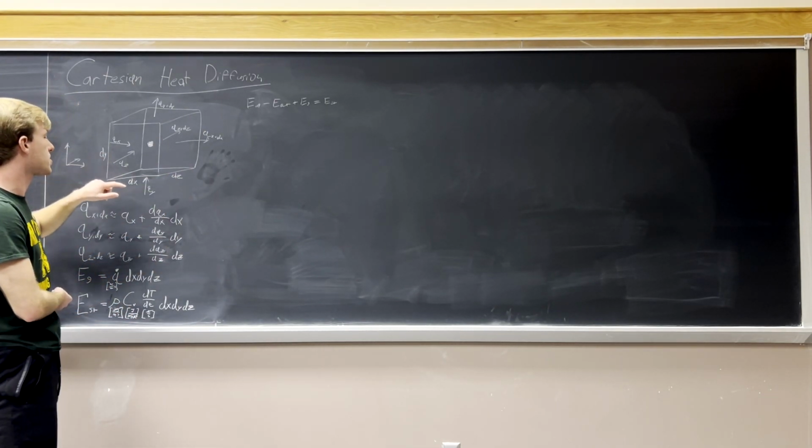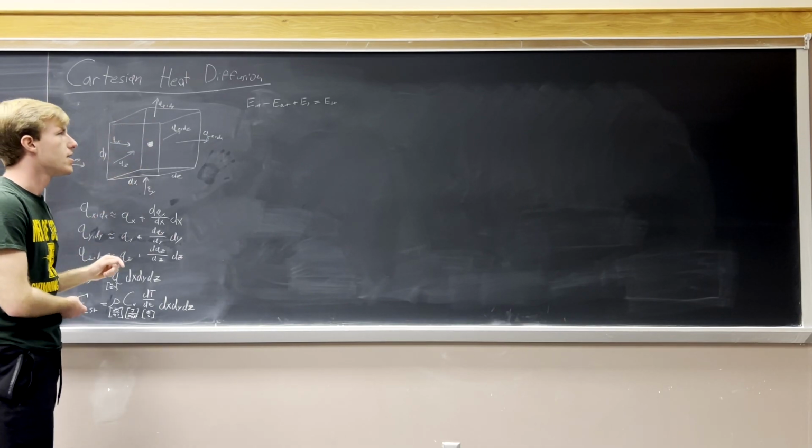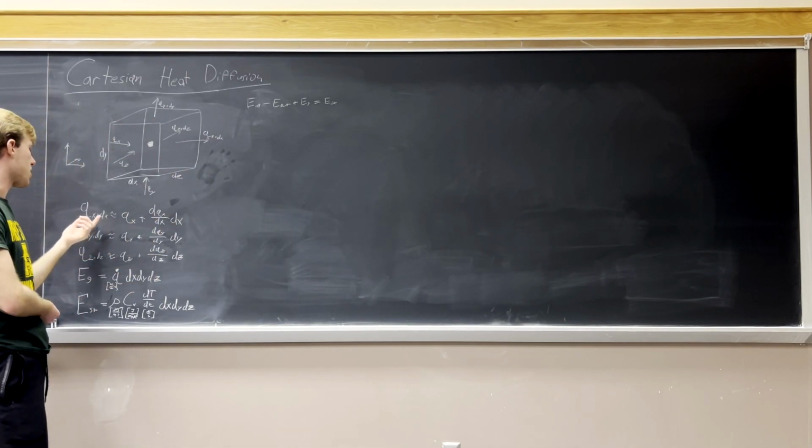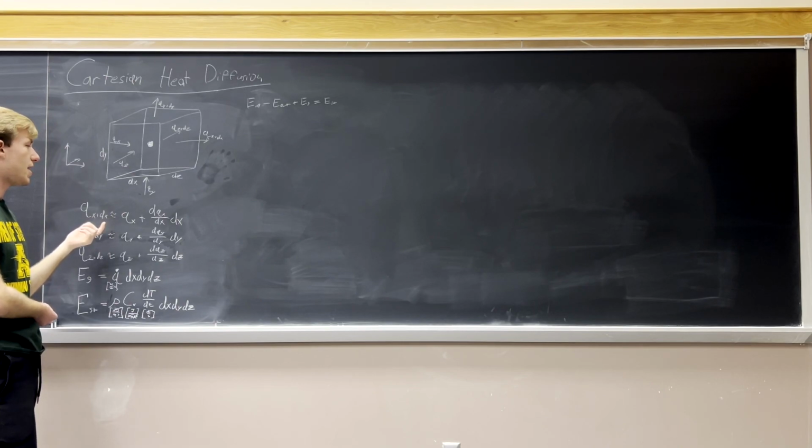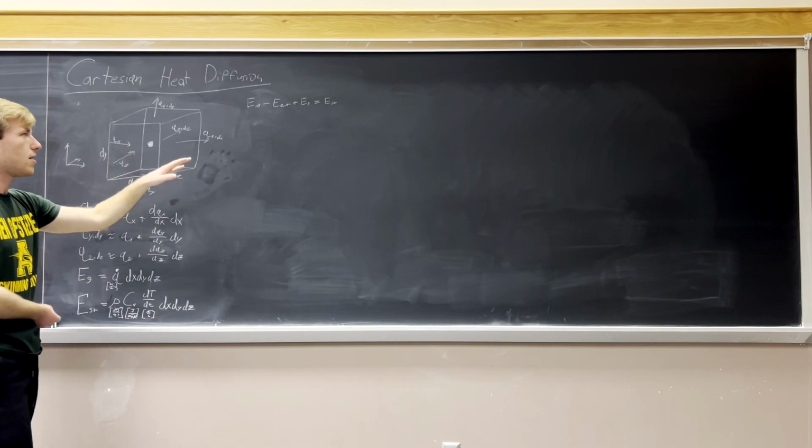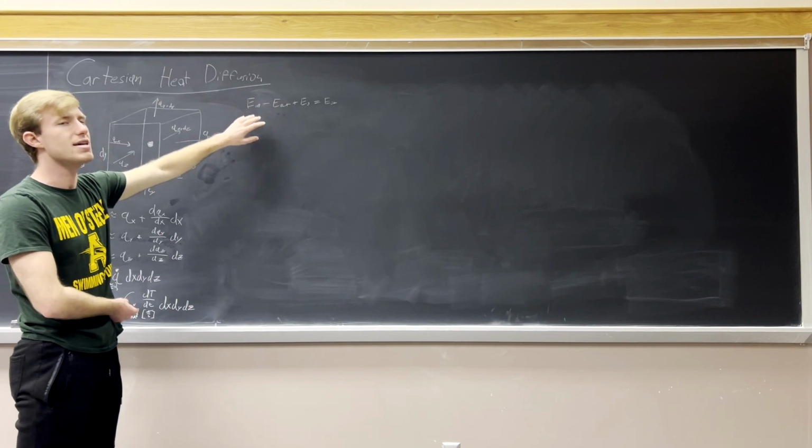Well, that's going to be our Qx, our Qy, and our Qz. And what's going out is going to be our Qx plus dx. And obviously that's going to be negative because E out is negative, E in is positive.